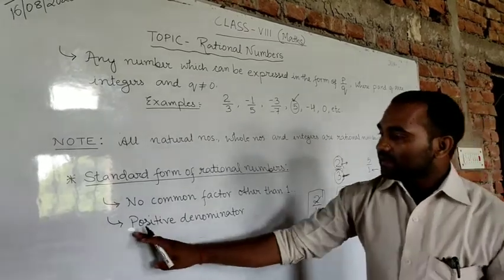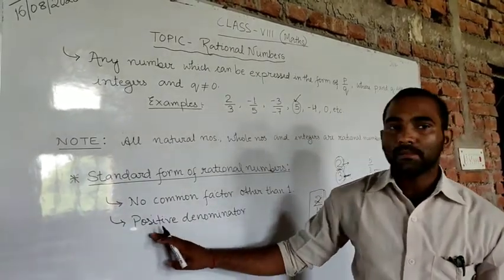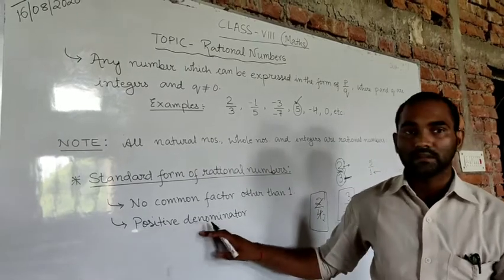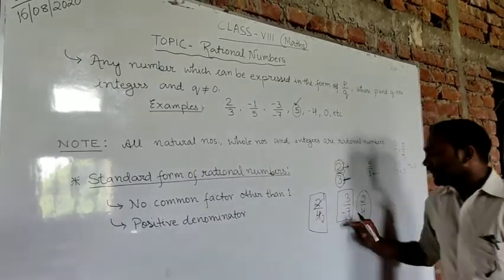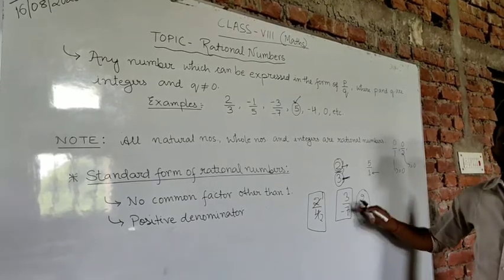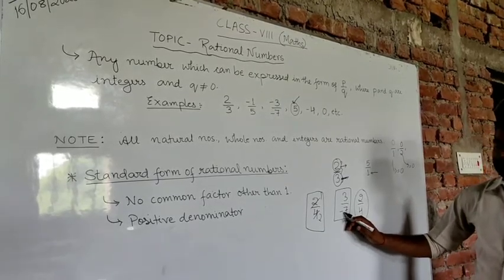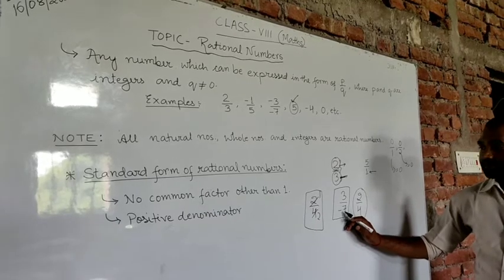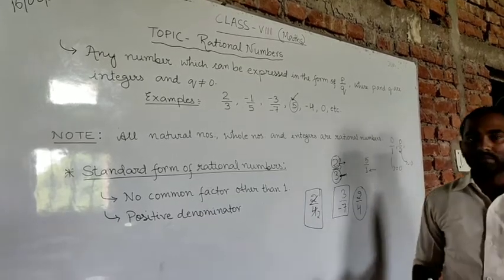The second condition is that the denominator should be positive. A positive denominator should be there. In the second example, which I have written, 3 upon minus 7, this is also a rational number, but the denominator is negative. So this is not in the standard form.